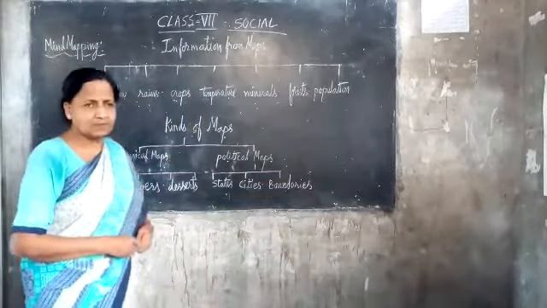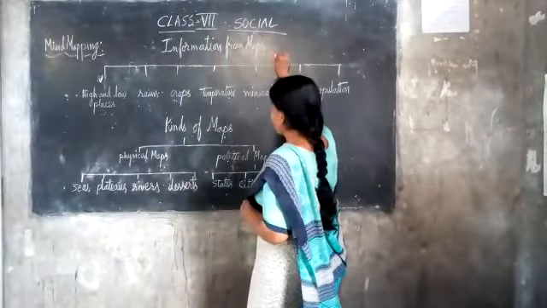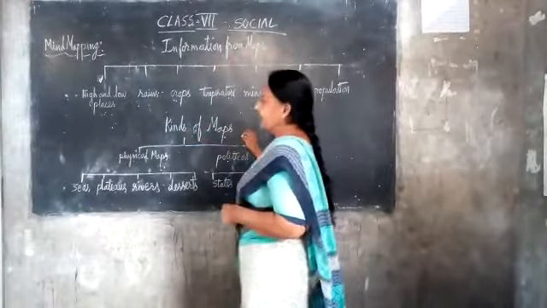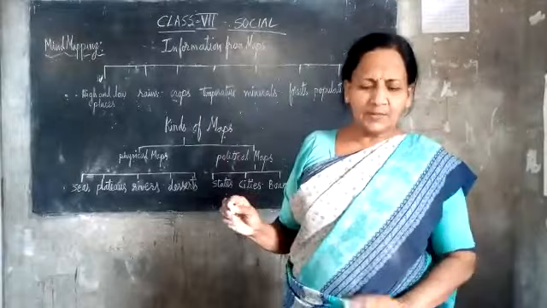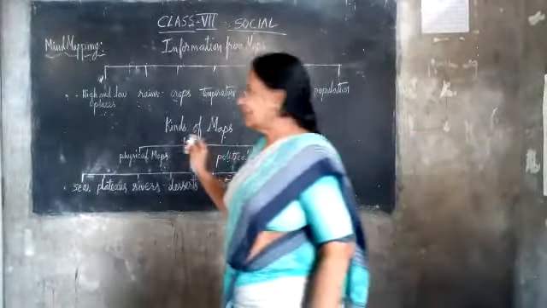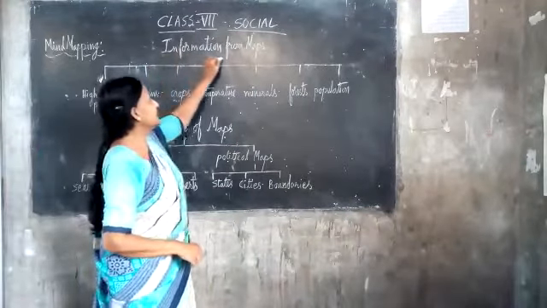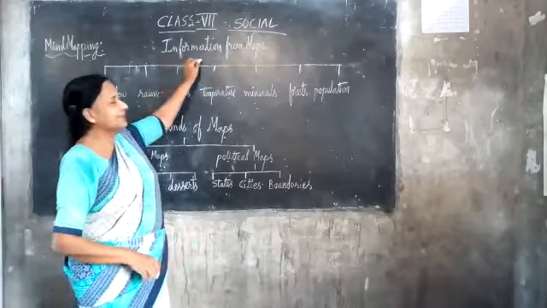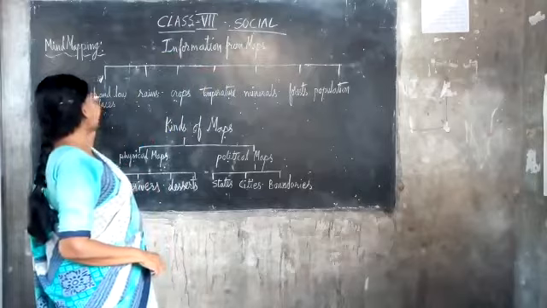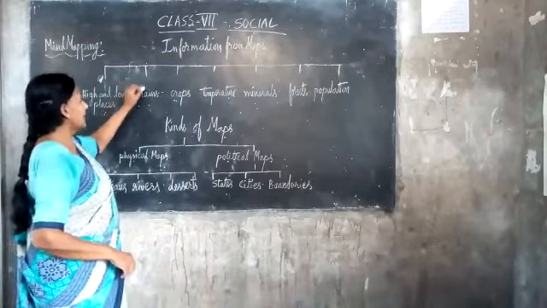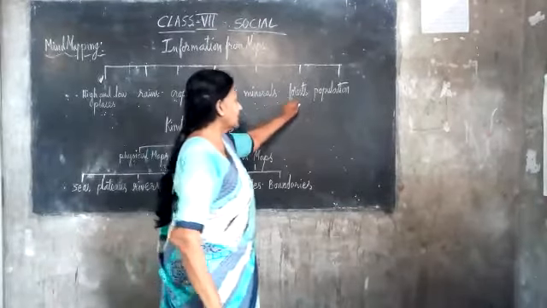Have you understood, children? Did you understand the difference between information from maps and kinds of maps? And this is from your very first lesson. What is your first lesson? Reading maps of different kinds. What is this? This is information from maps. This map is giving the information about the different places like high and low places, like rainfall, like crops, like temperature, minerals, forests, and population.